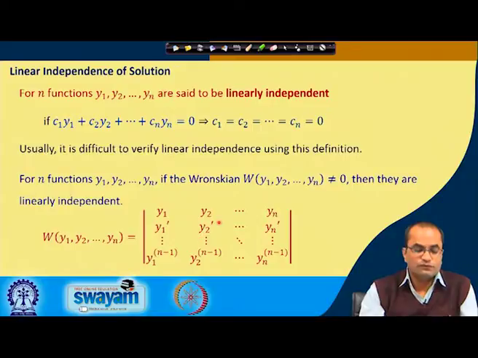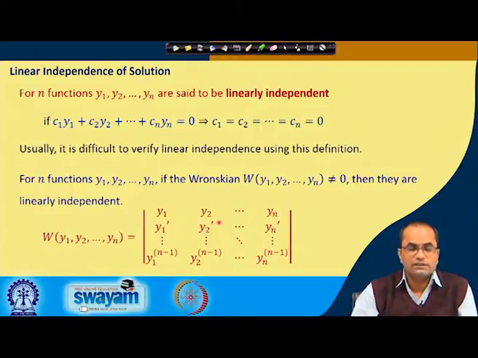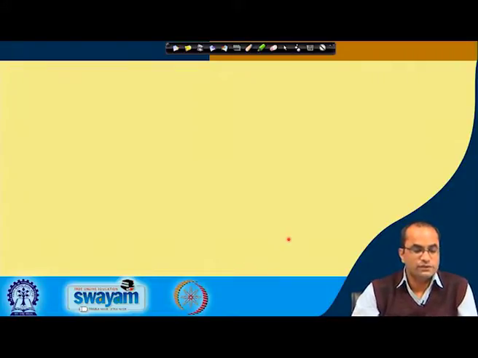We can do this test for two functions as well, but the earlier one we have seen there. For two functions, one can easily see by taking the ratio of the two functions. So, this was about the linear independence and dependence of functions, because we need to introduce these terminologies before we use them in setting up the solutions of linear differential equations.